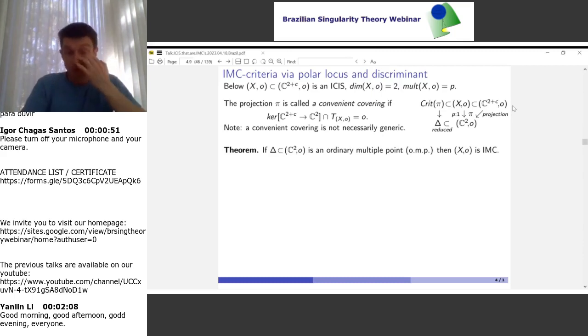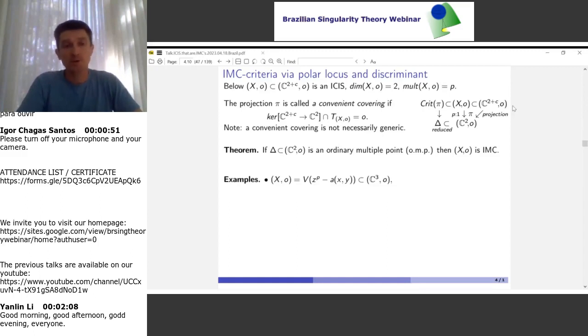So here is the first theorem. We have the discriminant, a plane curve singularity. Now, if this plane curve singularity is an ordinary multiple point, then x0 is an inner metric cone. We wanted many inner metric cones, so here is a way to construct them. If there are no questions, let's see some examples.